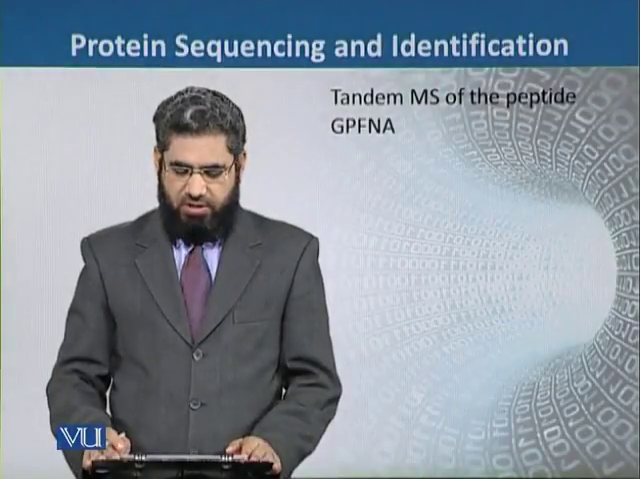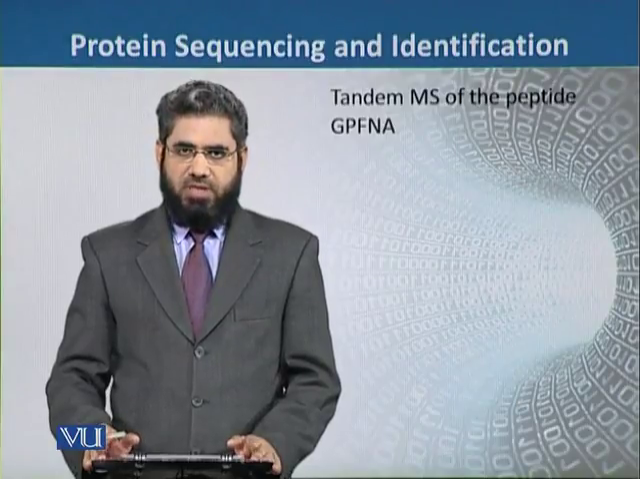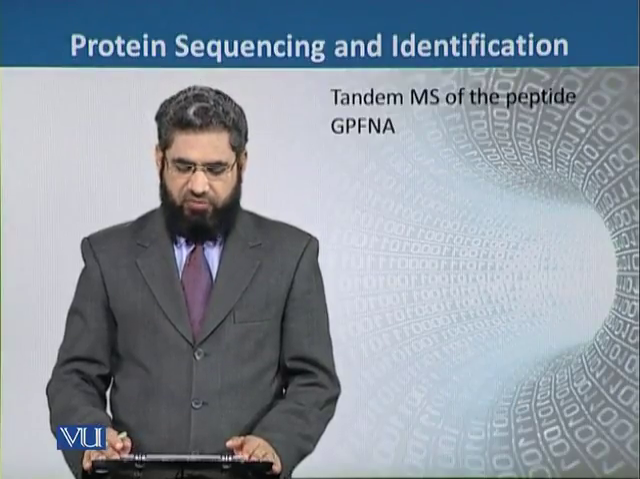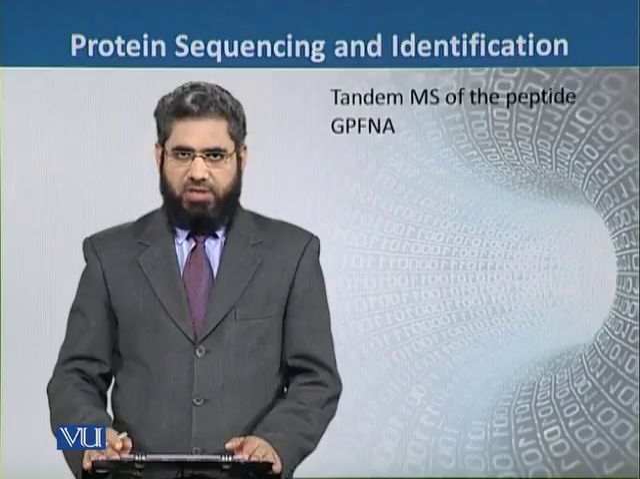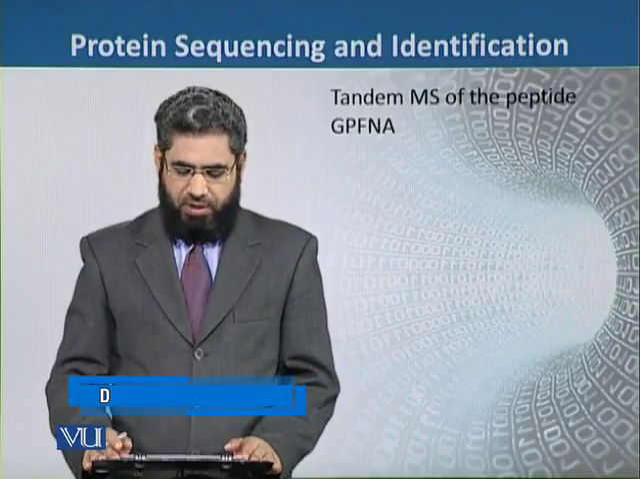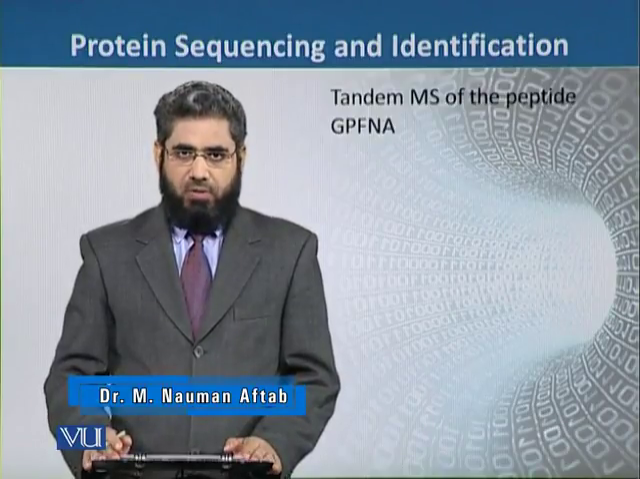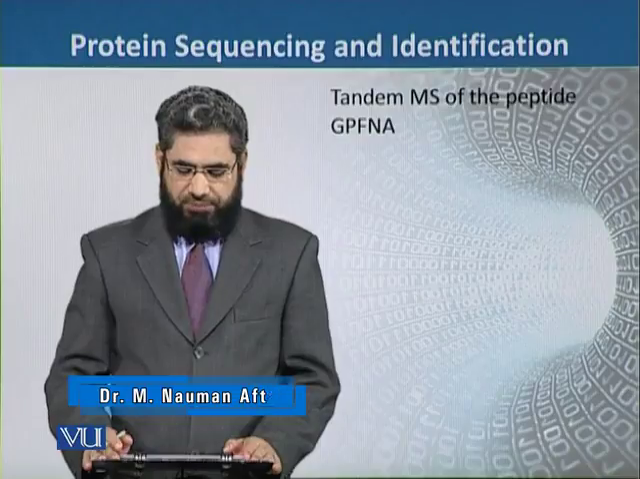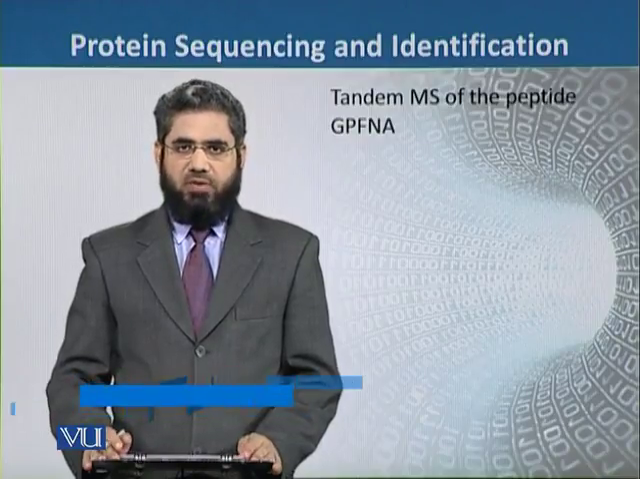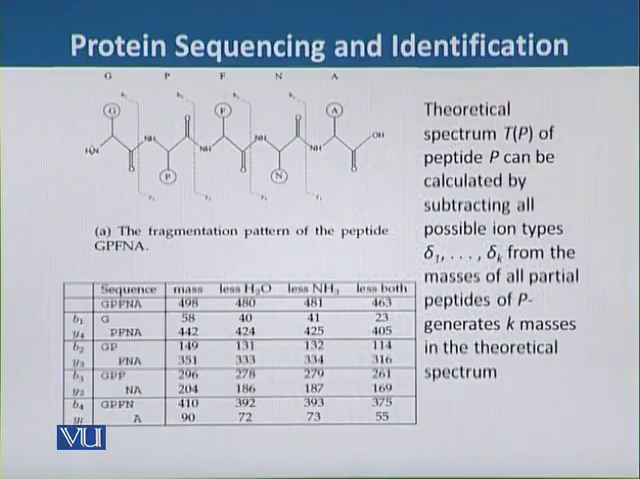We have already seen the tandem MS of a peptide, and the sequence of the peptide is GPFNA. We know that G stands for glycine, P for proline, F for phenylalanine, N for glutamine, and A for alanine. Now we will see the protein sequence and identification of this peptide.